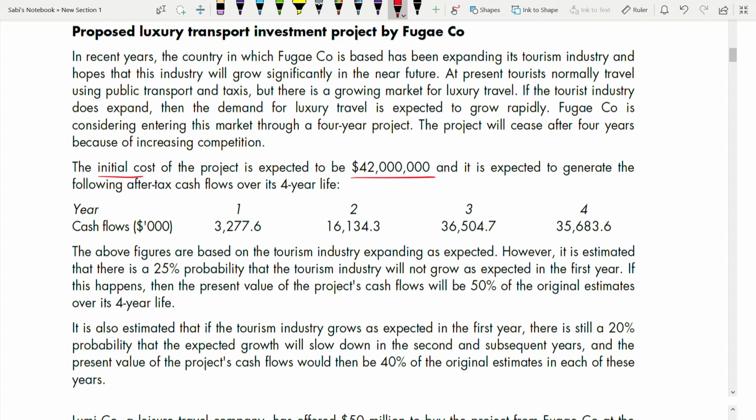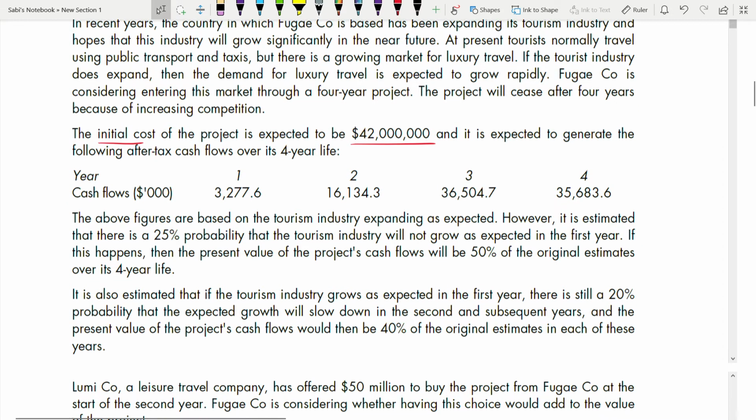So here also we can see some probability. The above figures are based on the tourism industry expanding as expected. However, it is estimated that there's a 25% probability that the tourism industry will not grow as expected in the first year. If this happens, then the present value of the project cash flows will be 50% of the original estimate over its 4-year life. That means whatever present value you have got over the 4 years, only 50% of it will be there if it does not happen as predicted. And the probability is also given, 25%.